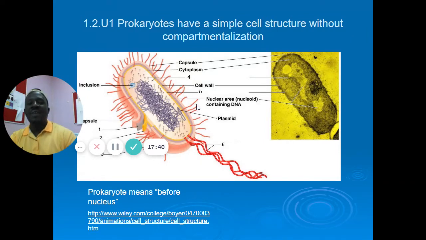Then besides the pili, you look at this outer growth, which is a little longer than the pili, labeled 6. This outer growth is called flagella. The flagella are used in propulsion, that is movement, of the bacteria or this prokaryotic cell as it is swimming or moving, wherever it is moving.